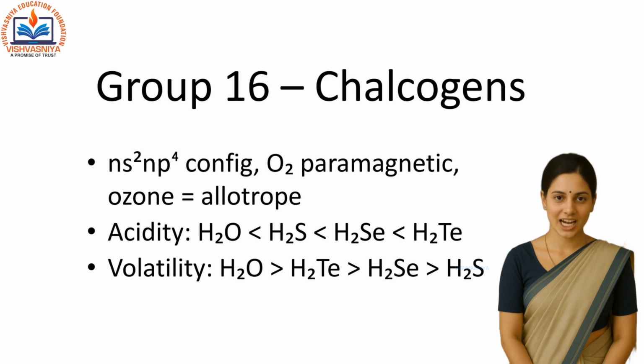Group 16, chalcogens. Elements: O, S, Se, Te, Po. Configuration: ns^2 np^4. O2 is paramagnetic. Ozone is an allotrope. Acidic strength of hydrides: H2O less than H2S less than H2Se less than H2Te. Volatility: H2O greater than H2Te greater than H2Se greater than H2S.